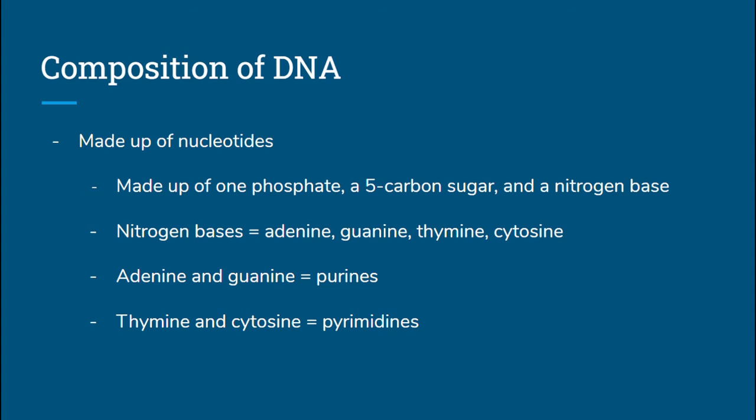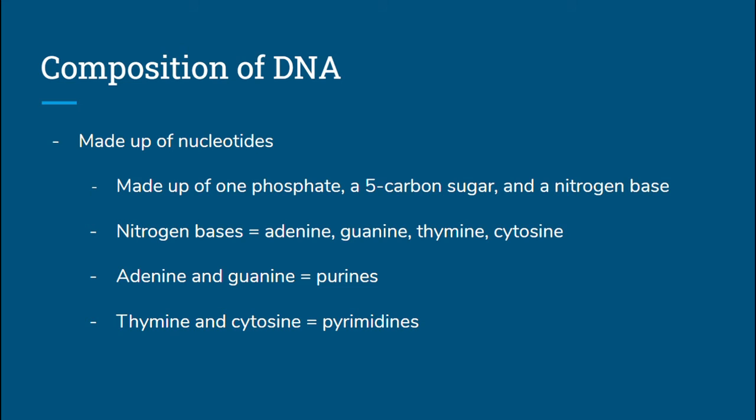This is where we see that there's a difference in RNA and DNA, and this is because RNA uses uracil instead of thymine. And when we are looking at the bases more carefully, we're going to see that adenine and guanine are purines, and thymine and cytosine are pyrimidines.